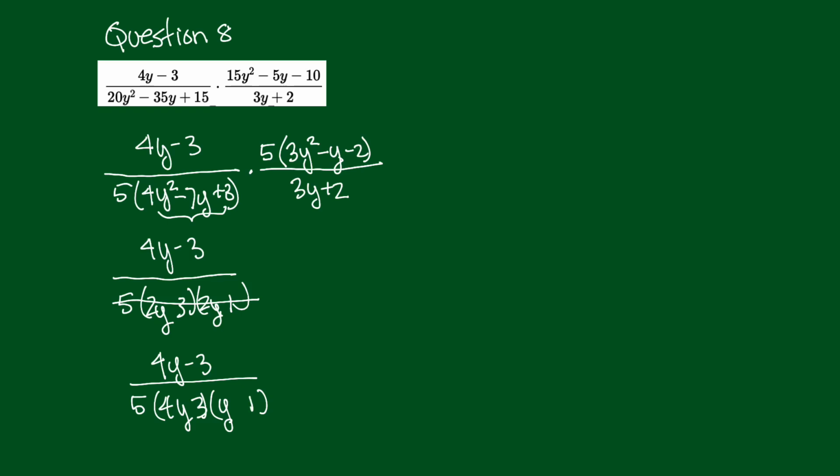Now, back up. What about signs? 3 is positive, so they both have the same sign. It's going to be that middle minus sign. So 4y minus 3, y minus 1. Times. Okay, let's see what we get here.